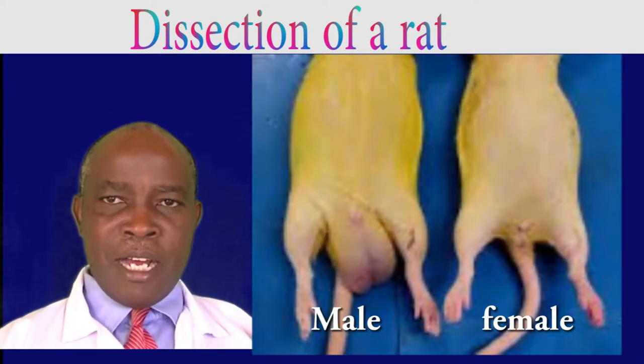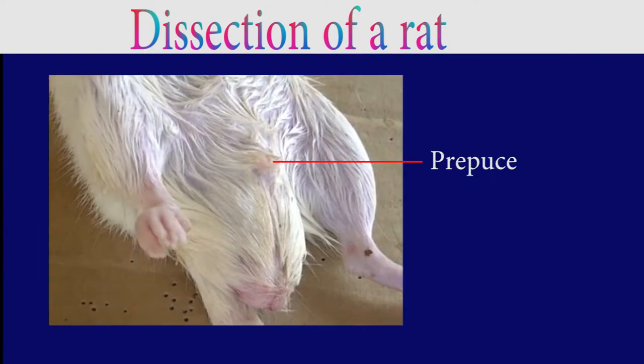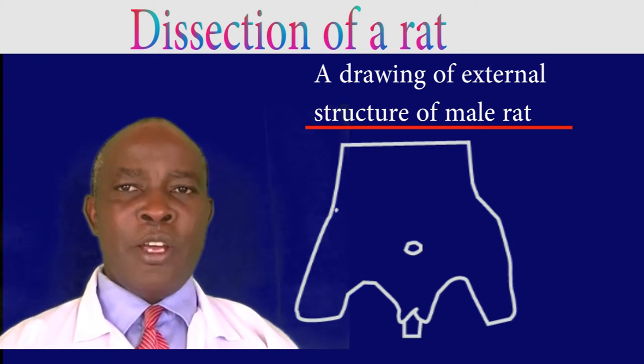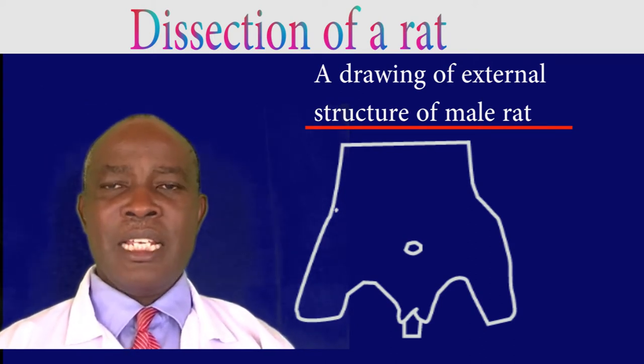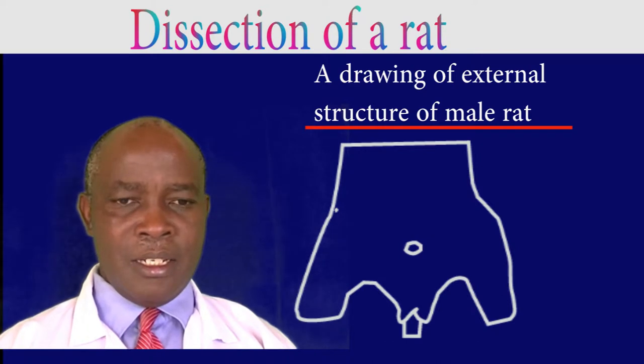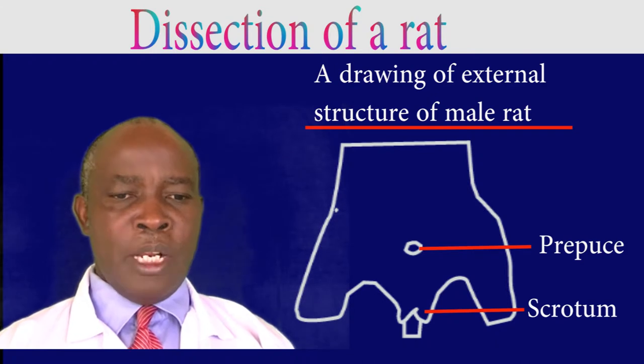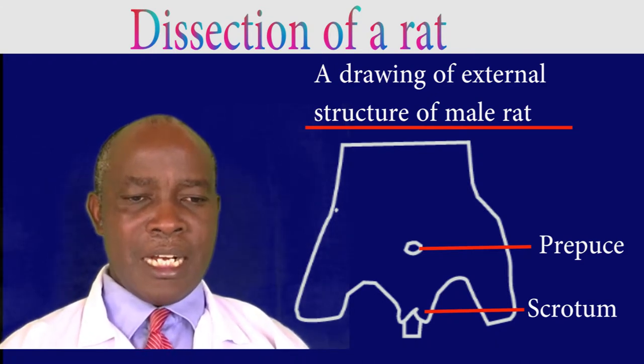A male rat has got a prepuce covering the penis. It has got a scrotal sac or scrotum covering the testes. Let us draw structures that are used to identify a male rat. A drawing of structures used to identify a male rat. We label prepuce. We label scrotal sac.